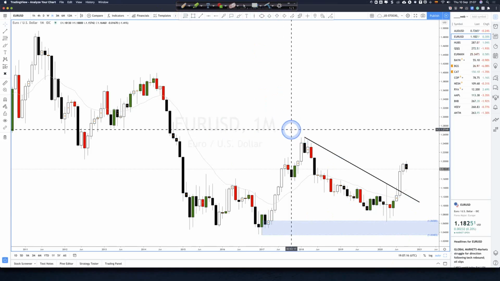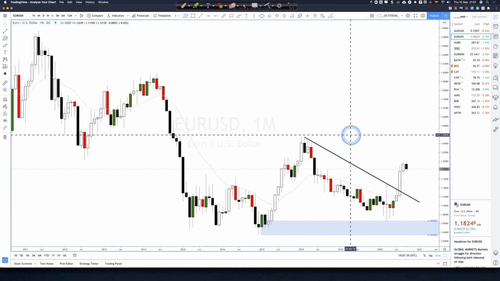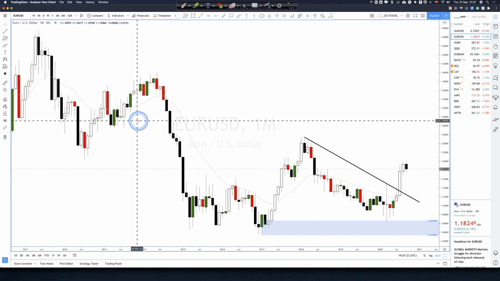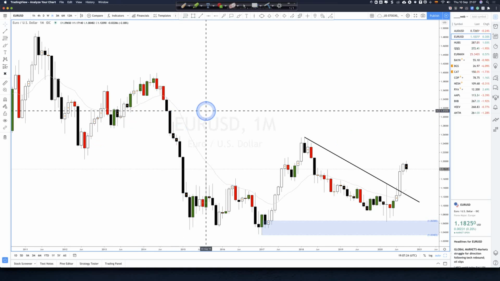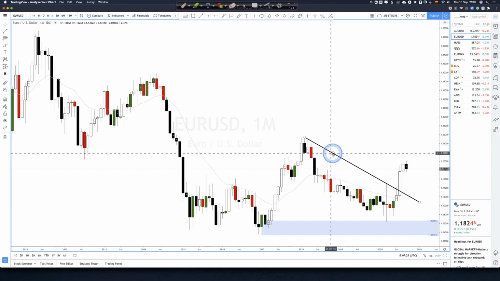Any doubts about this concept about the fresh levels? Because we're going to continue with something else. There is something that many of the members are struggling with, and that is the trend lines.